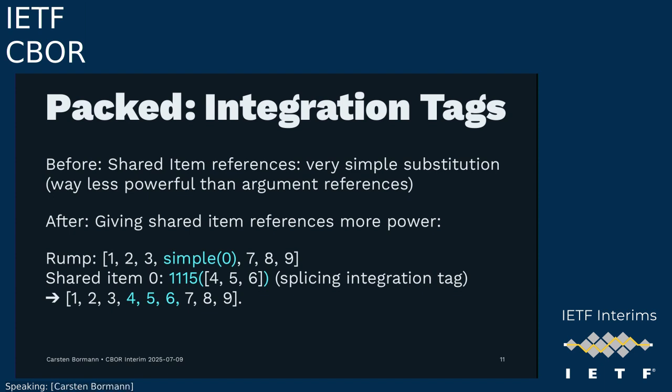And integration tags give shared item reference a little bit more power by actually allowing the integration tag to mess around with the context of the reference that references it. So for instance, if you have a rump that has a shared item reference to shared item 0, and shared item 0 says, I have integration tag 1115, and here's an array, this means that in the integration of that shared item, which is no longer just a simple substitution, we can do splicing. And I think this is technically sound.